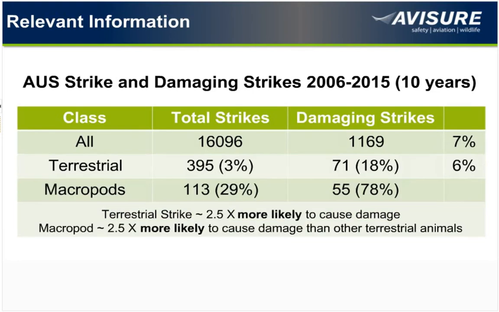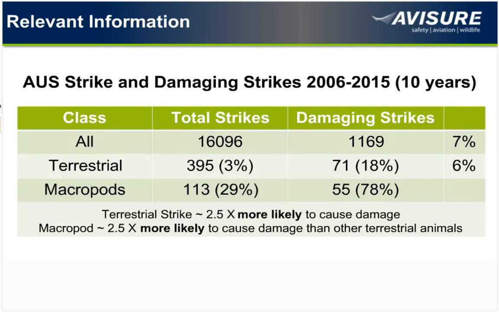When we look at Australia, it's similar in that terrestrial animals account for 3% of total strikes. So we're basically on par with the U.S. data. Having said that, 18% of terrestrial strikes are damaging, and 6% of damaging strikes are terrestrial.